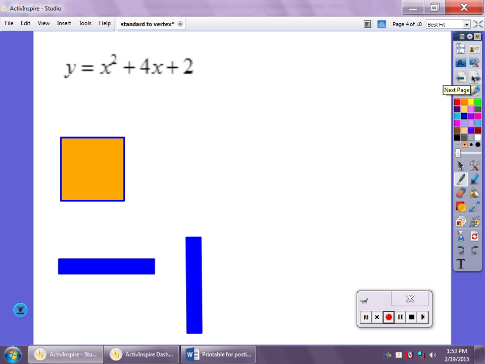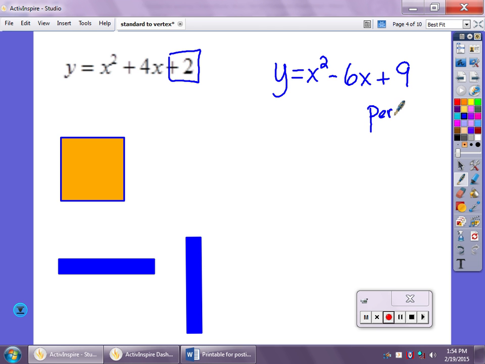Okay, now this is a slightly different problem, and I want you to focus on the end piece for a second, this plus 2. In the last problem, we had y equals x squared minus 6x plus 9. And if you recall, I asked what was special about 9. And I heard things like it's positive because it's plus 9, and 9's an odd number. And eventually we came to the fact that 9 is a perfect square, because 3 times 3 is 9, or if I take the square root of 9, I get a whole number.